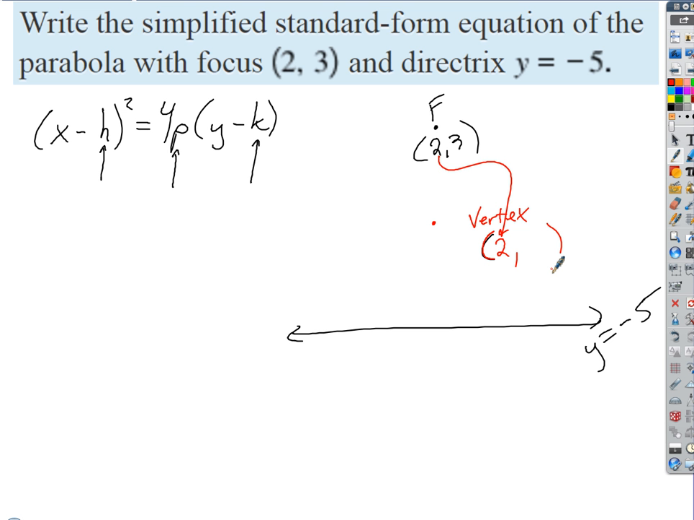Before we do anything, though, just tell me what the answer is. Think about it for a second. What's the y value of the vertex? It's probably important for us to look at those y values, isn't it? Not quite. Close. What's it going to be?